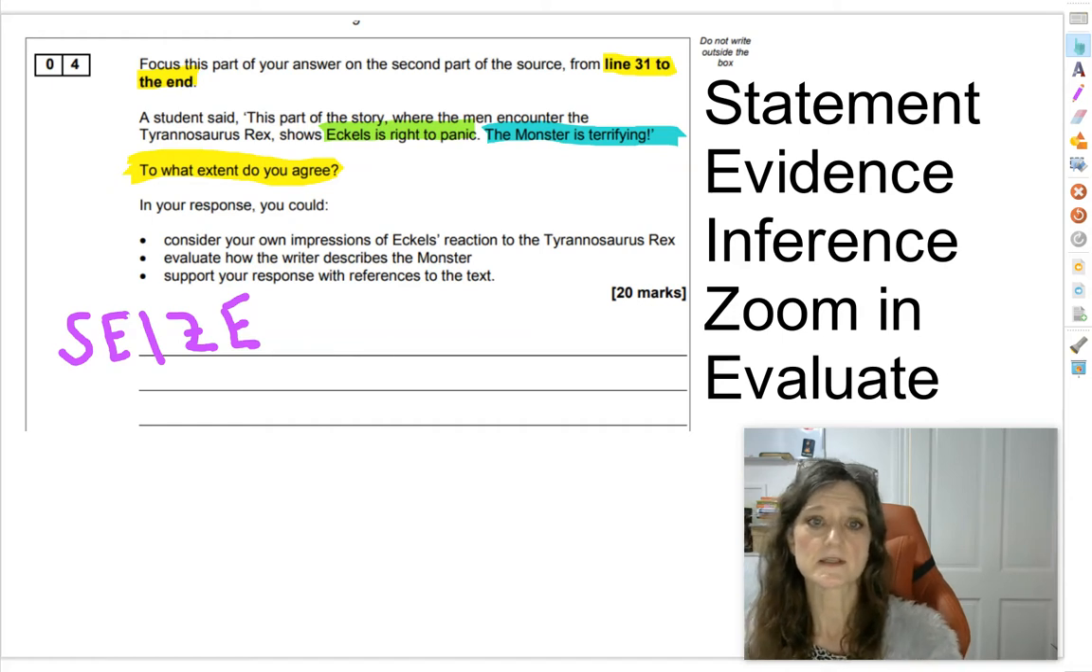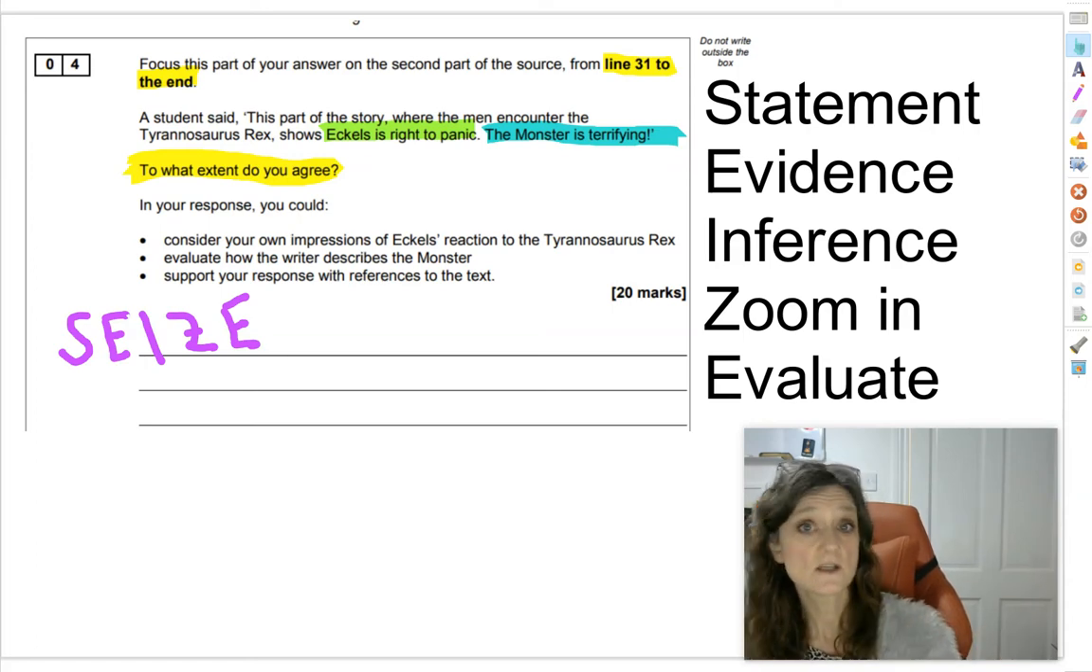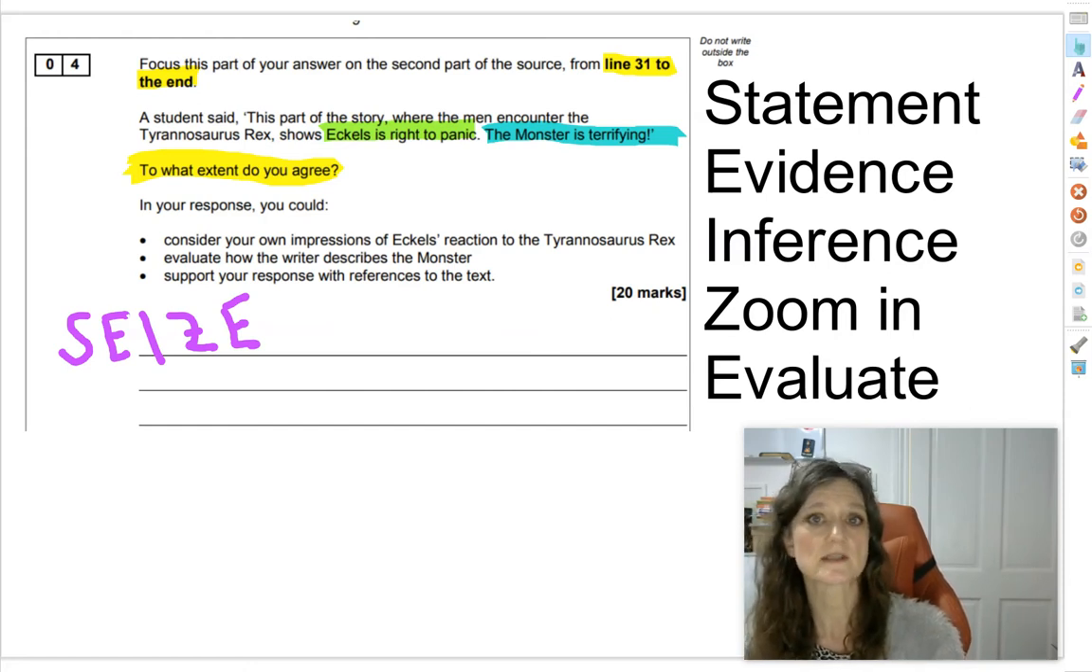Here's the statement itself, and it's always this fake student who makes up a statement for you to get to grips with. A student said, this part of the story where the men encounter the Tyrannosaurus Rex shows Eccles is right to panic. The monster is terrifying. To what extent do you agree? So you're going to fully agree, partially agree, disagree, or partially disagree. Those are four useful statements. I also use somewhat disagree or somewhat agree with the statement.